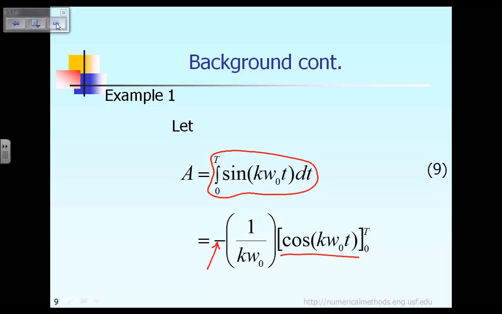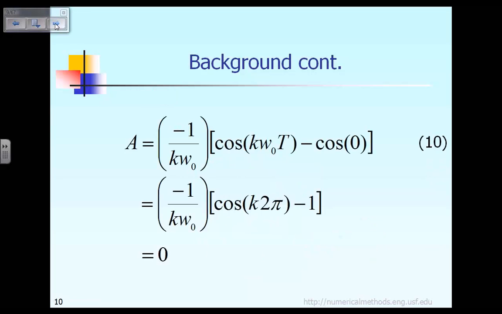Because of the chain rule, we have to multiply by the factor in front, which is 1 over k omega naught. After we find that integral, we have to evaluate between the upper limit, capital T, and the lower limit, 0. If you substitute the upper limit and the lower limit, we can evaluate the value of A. This is what you get, equation 10.